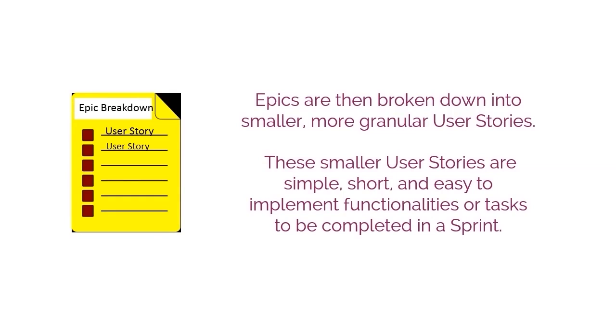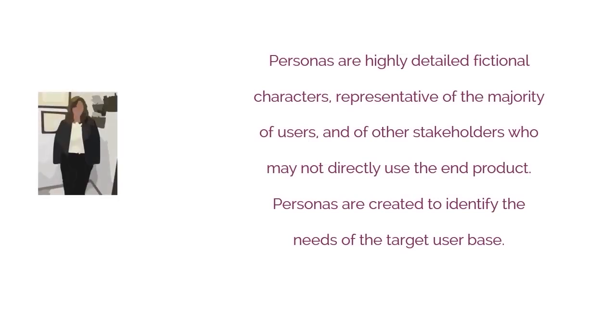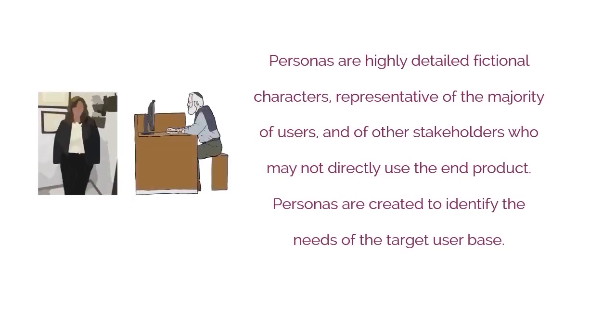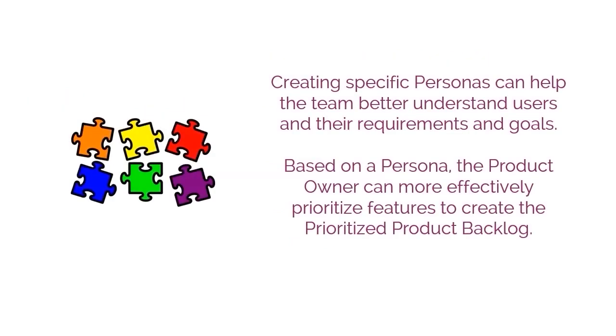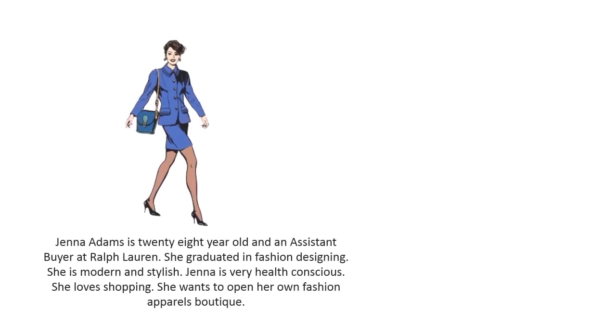These smaller user stories are generally simple, short, and easy to implement functionalities or blocks of tasks to be completed in a sprint. Personas. Personas are highly detailed fictional characters, representative of the majority of users and of other business stakeholders who may not directly use the end product. Personas are created to identify the needs of the target user base. Creating specific personas can help the team better understand users and their requirements and goals. Based on a persona, the product owner can more effectively prioritize features to create the prioritized product backlog.